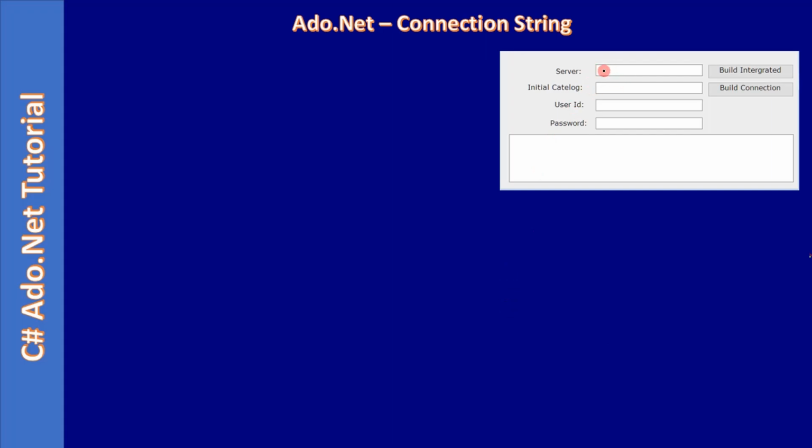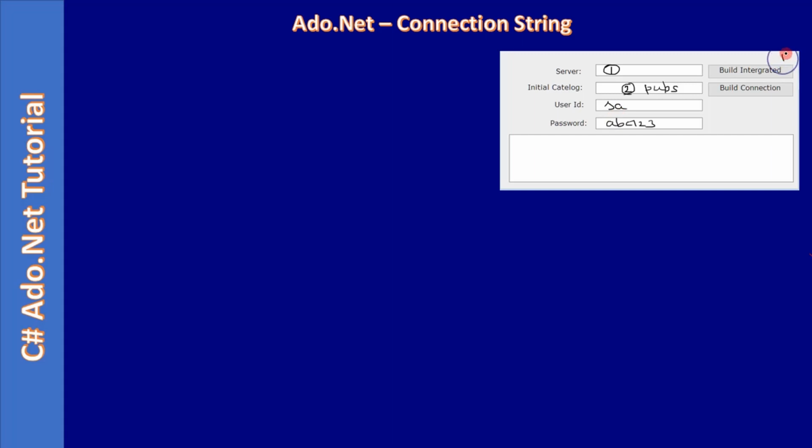Here you will provide your server name, then you will specify initial catalog. That means here you will actually specify the database name, say for example pubs or Northwind. Then here you will provide user ID, SA, and password for the SA account, say for example ABC123. And we have two buttons.